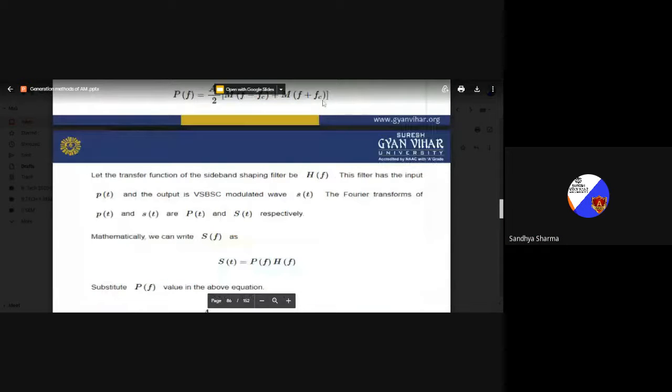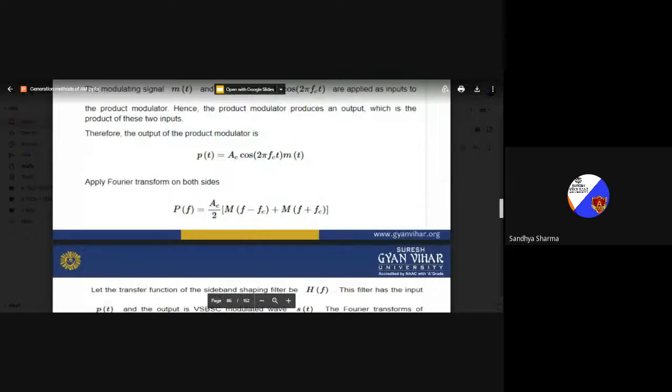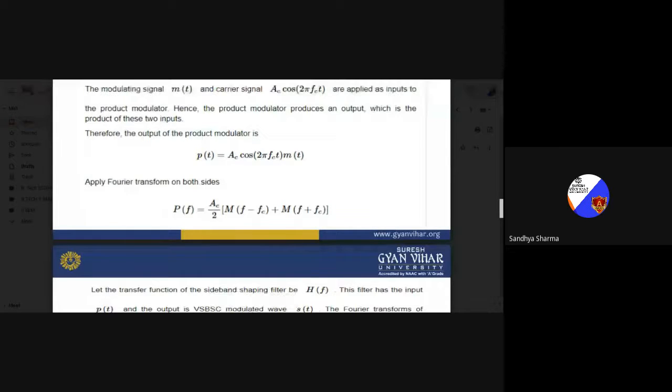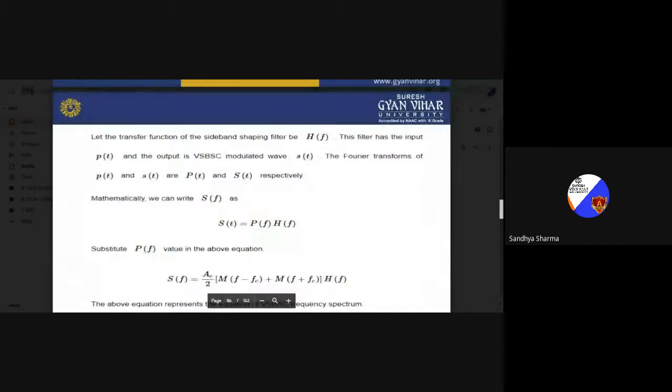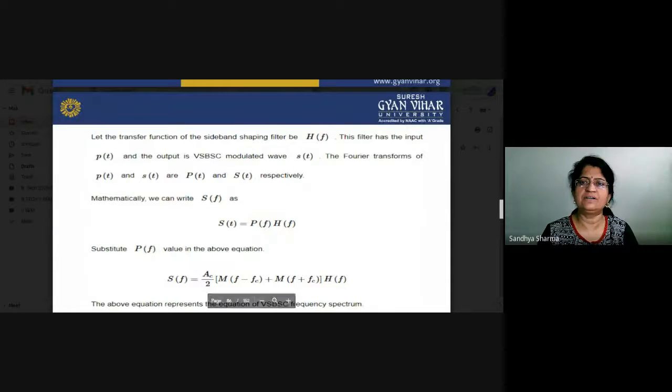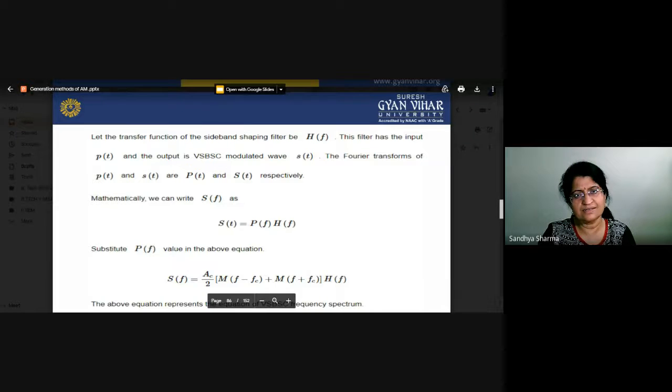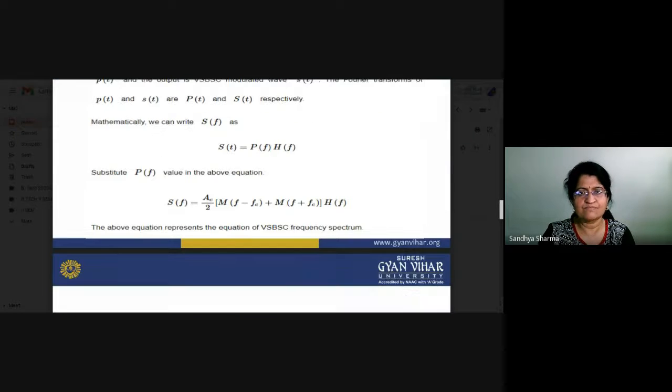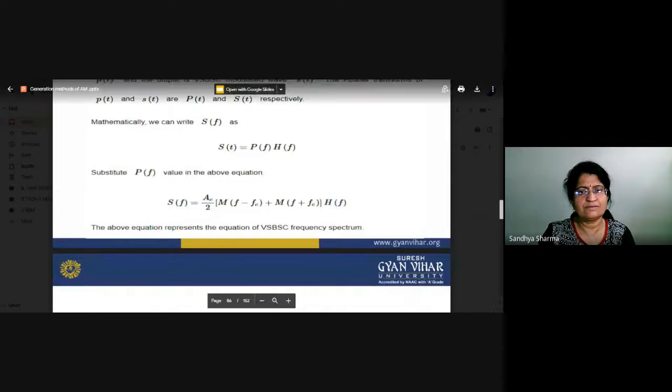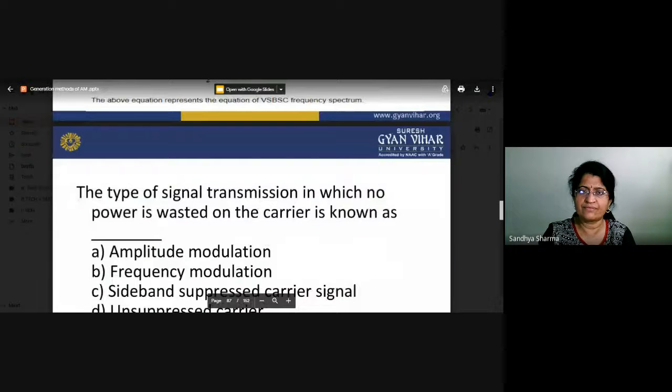You can see here there are two spectra, FC minus F and FC plus F. We will achieve this, and now we are using the sideband shaping filter H(f). This filter has the input p(t) and the output is the VSB-SC modulated signal. So we will use the Fourier transform of v(t) and s(t). You can see here the Fourier spectrum form. This is the spectrum of our VSB-SC signals.